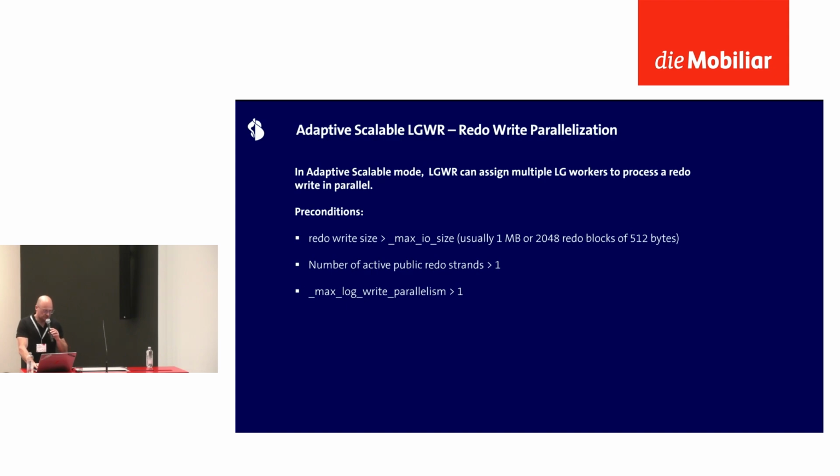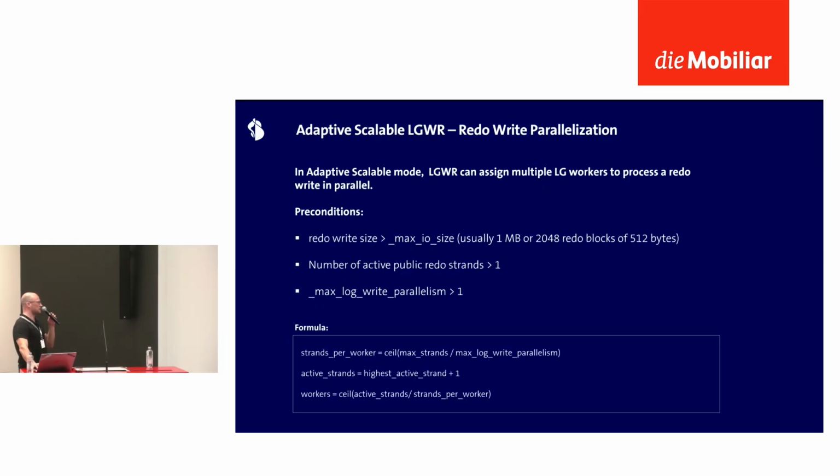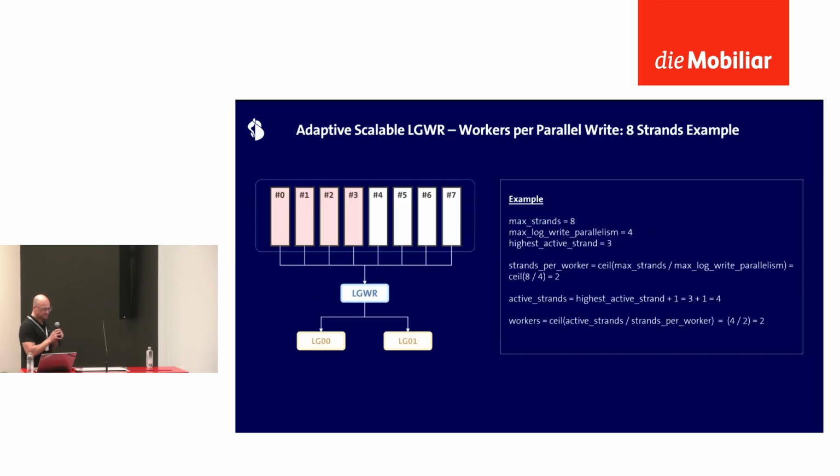And the last factor is, of course, the max log write parallelism, which is kind of implied. If we have a parallelism of 1, we effectively switch off parallelism, and so writes do not get parallelized. These are the formulas that are used. I have a better example here on this slide.